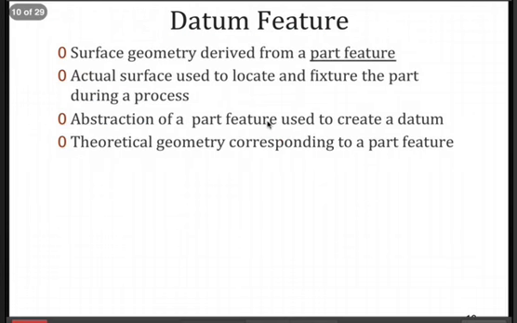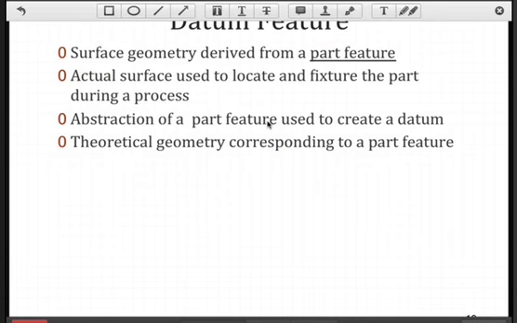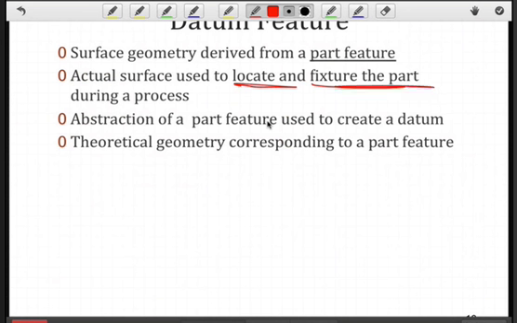What is a datum feature? Well, we're going to take some surface geometry derived from a part feature of some kind. And from that surface geometry, we're going to abstract that into a datum. So the actual surface that we're looking at is going to be used to locate fixture part during a process. And that surface is going to be our datum feature. We abstract that and create a datum. Now, what are the three possibilities? Again, don't forget, point, line, or plane. There are no other possibilities. So somehow we have to go from a surface to a point, line, or plane.